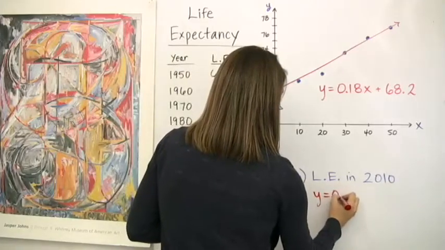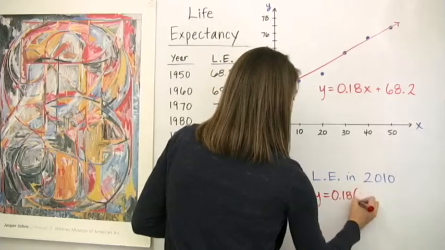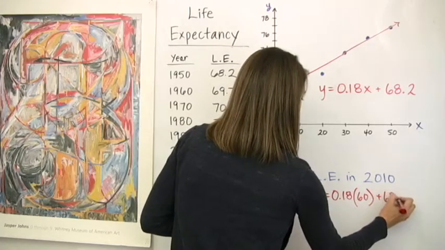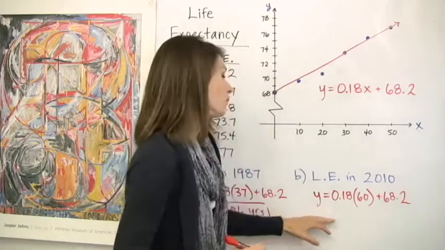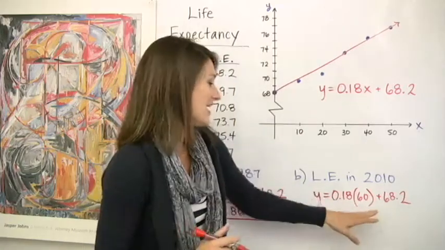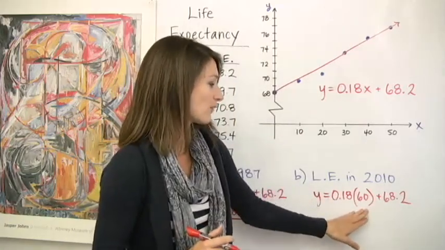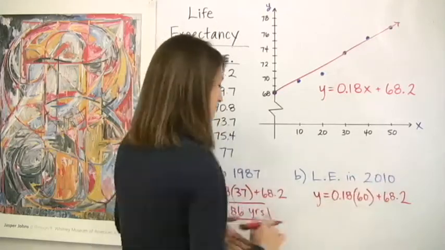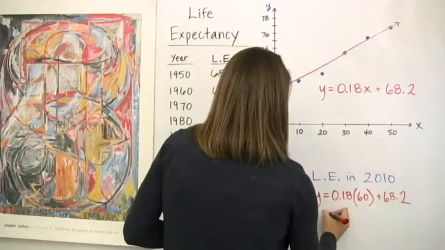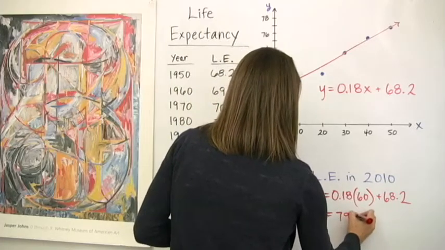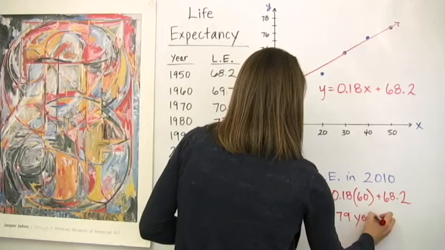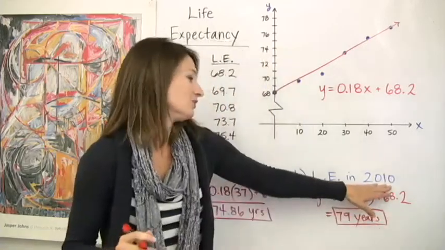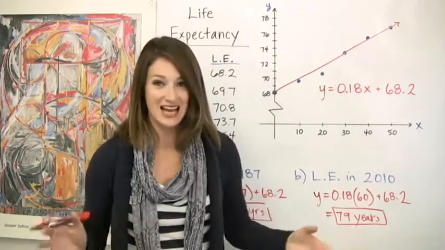y is equal to 0.18. We plug in 60 for our x value, plus 68.2. So here's our equation for our regression line, and our x value of 60, because that represents the year 2010, 60 years since 1950. We do this math, and we get 79 years. So in 2010, you were expected to live 79 years.